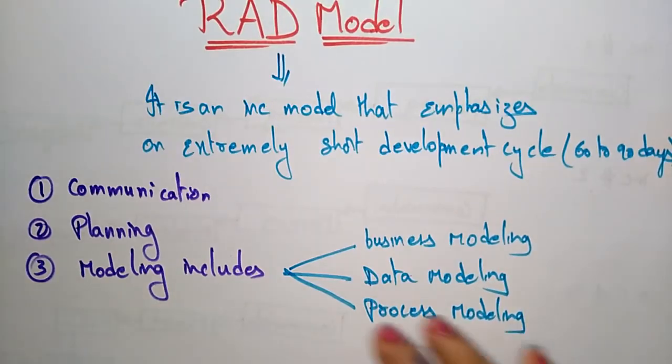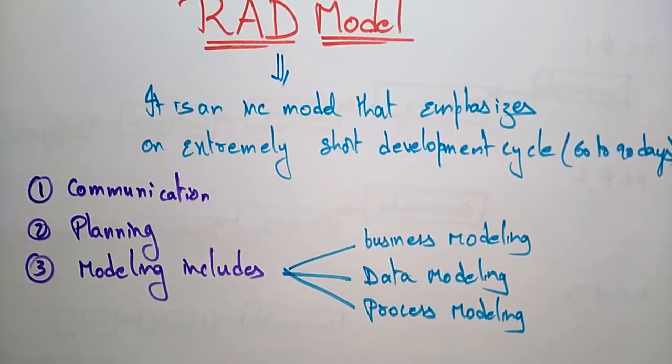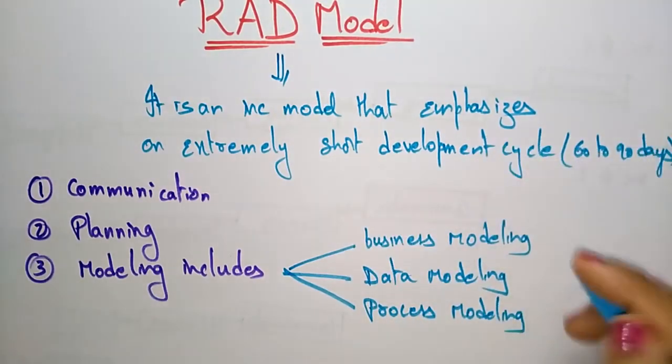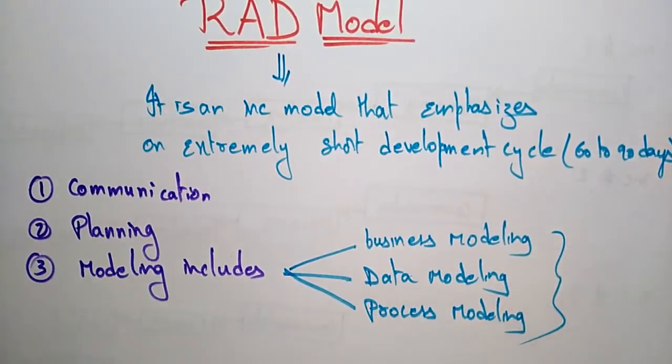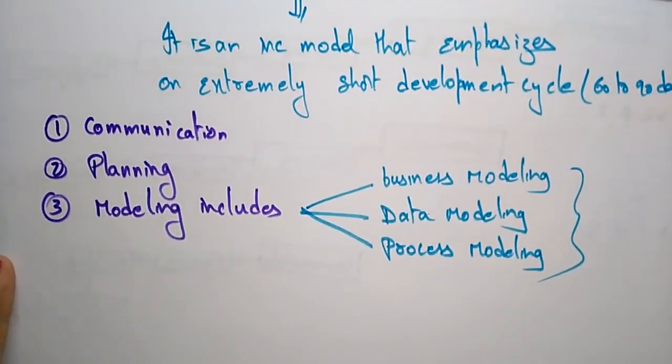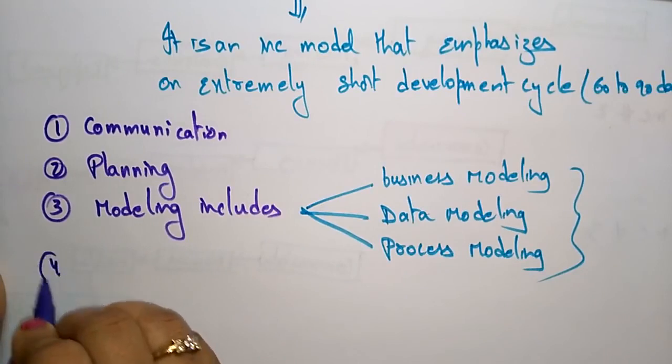Business modeling and data modeling deal with the data objects that are going to be used, and in process modeling the data objects are transformed to implement business functions. So for modeling, all these three are required to implement the project. And the next stage is the construction.